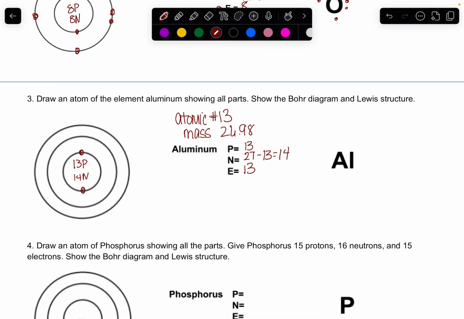Put my protons and my neutrons in the middle, and I start placing my electrons. 1, 2, jump to the next ring. 3, 4, 5, 6, 7, 8, 9, 10. I still need 3 more. 11, 12, 13. For my Lewis structure, I'm looking at just my valence electrons. I see 3, so 1, 2, 3.